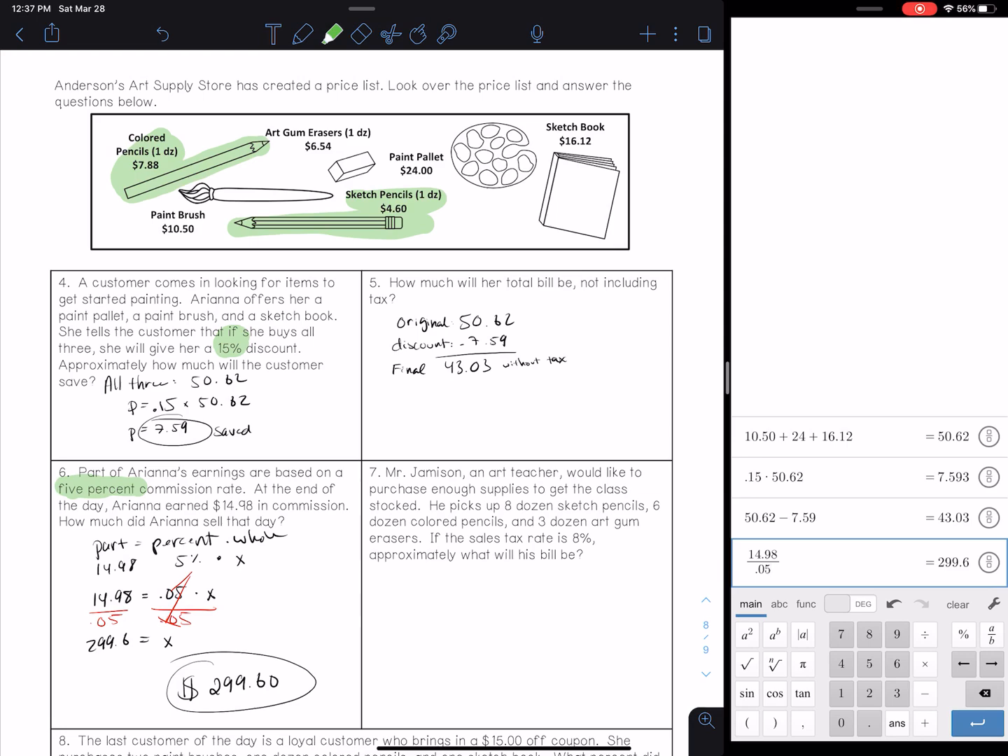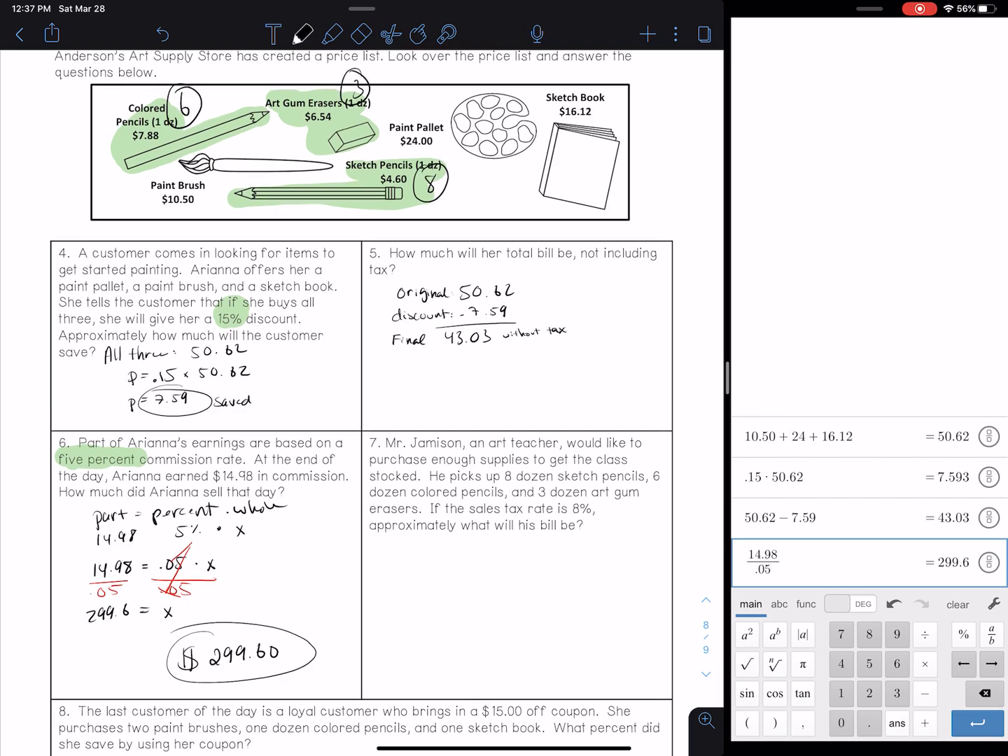And then he's purchasing 3 dozen art gum. So 3 of these. So let me go back over that. So 8 dozen sketch pencils. So 8 of those. 6 dozen colored pencils. So 6 of these. And then 3 dozen art gum erasers. So 3 of these. So the first thing we must calculate is how much the total he will pay before tax. So I'm going to show that right here, okay?